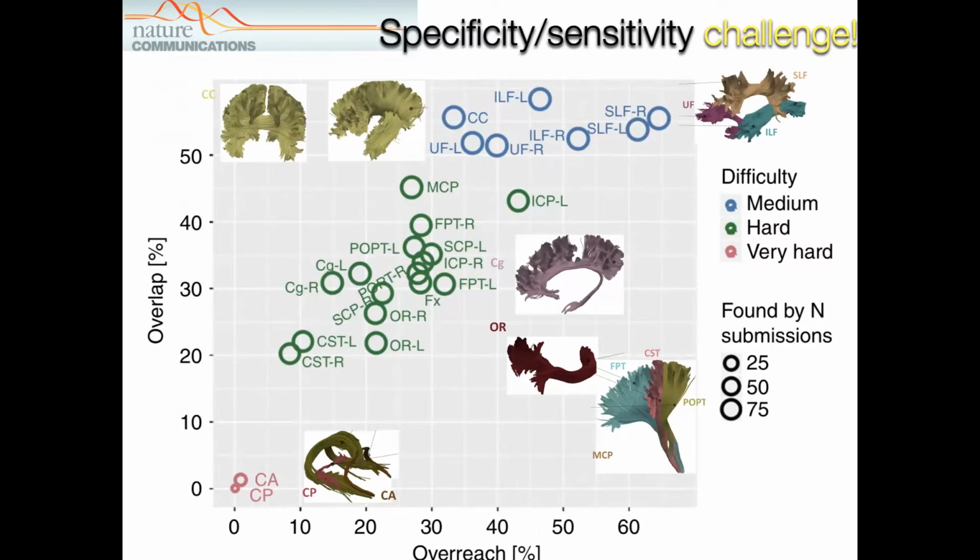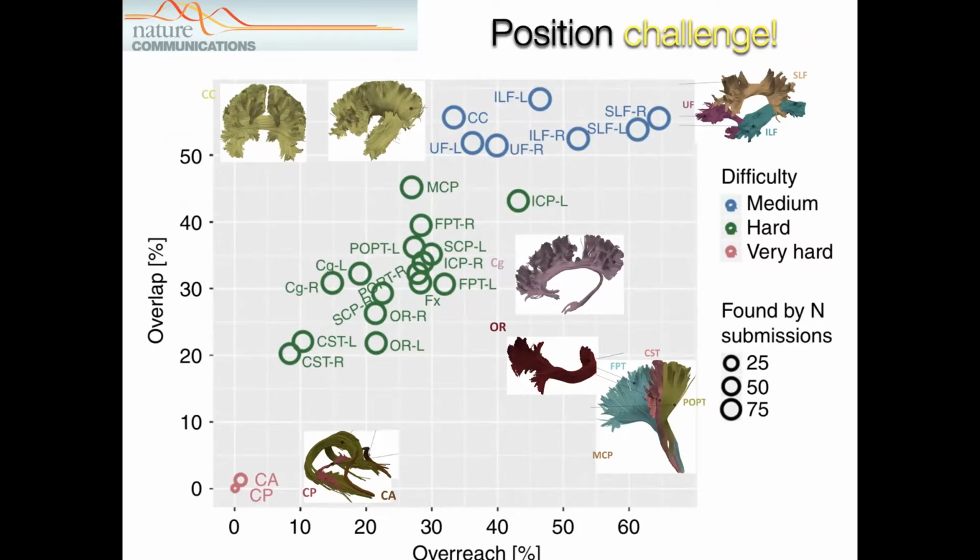We call them medium difficulty. The middle pack is hard to track, and we have very, very hard to track bundles that are very small, that are connected to very small parts of the anatomy. And so just to highlight, this really points to the fact that tractography is not as good everywhere in the brain. Some regions of the brain are harder to track than others.